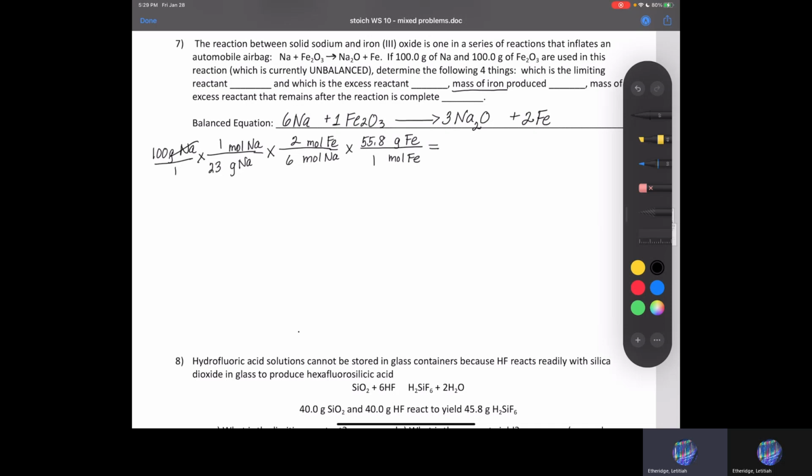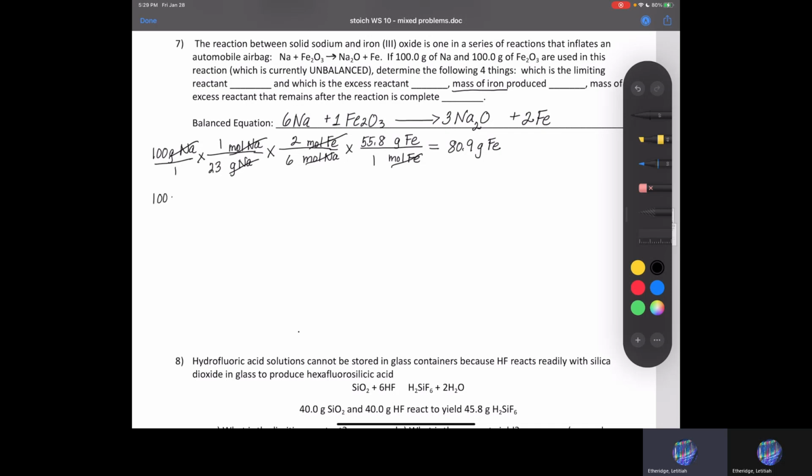Make sure your units cancel properly. Grams gone, moles gone, moles gone, mole gone, moles gone. I am left with 80.9 grams of iron. Okay, so that's step 1. I went from the first reactant to iron.